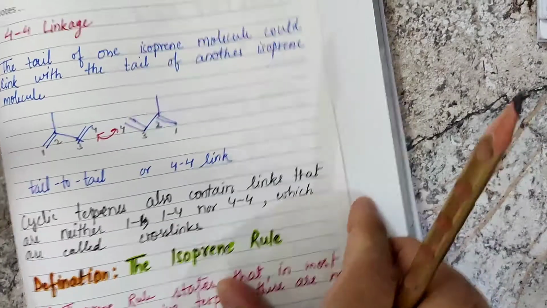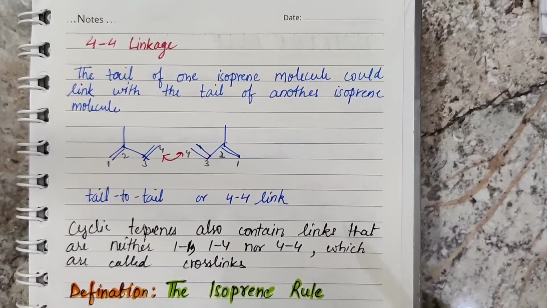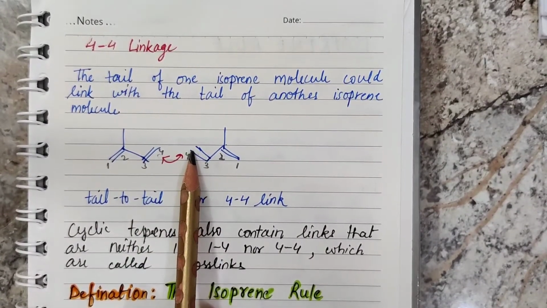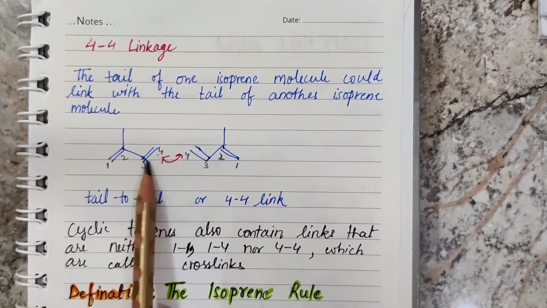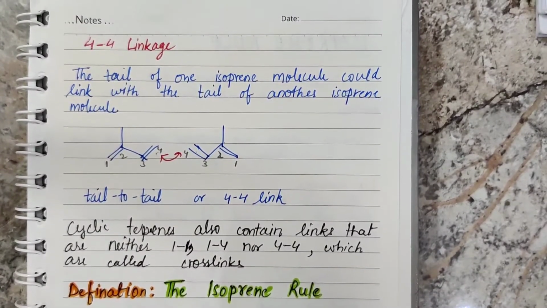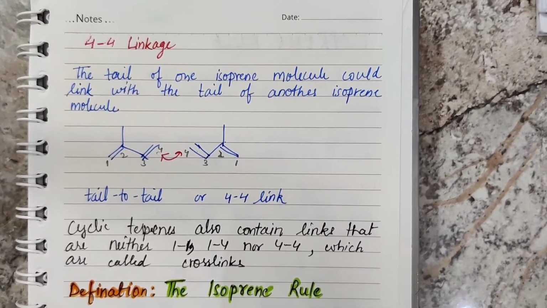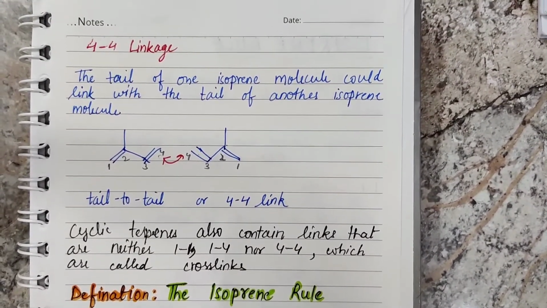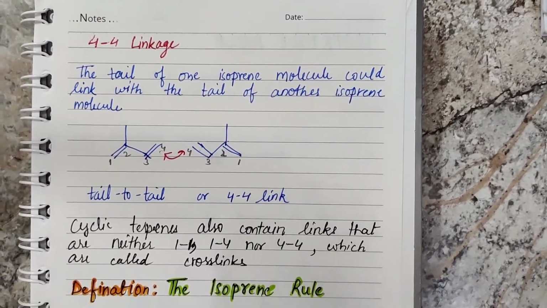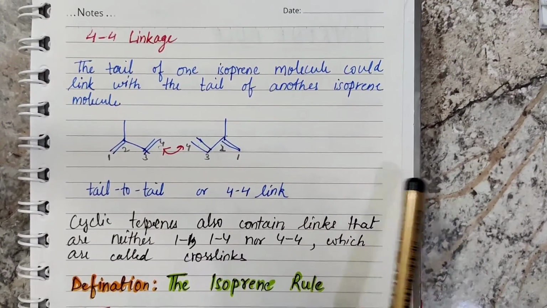Then comes the 4-4 linkage. If tail to tail linkage is happening, that means the fourth carbon of one molecule is combining to the fourth carbon of another isoprene molecule. It is called 4-4 linkage. Okay. So the linkages are of three types. But there are some other linkages also which are present in cyclic terpenes other than these three. Those are called cross links.